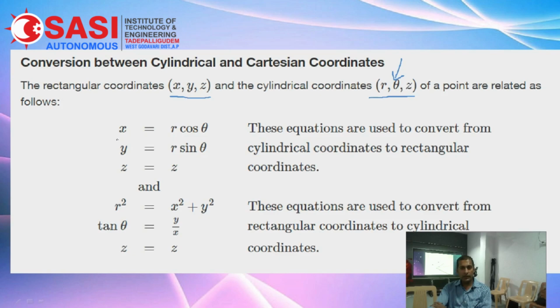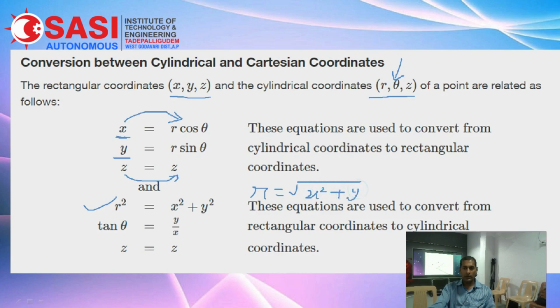So how are the equations given? Say x will be equal to r cos theta. So x of Cartesian coordinate system we are converting to cylindrical coordinate system. Then y is equal to r sin theta and z is unchanged. It is same. Height in Cartesian coordinate system and height in cylindrical coordinate system is same. And r square we can write as x square plus y square. So from here we can say r is equal to square root of x square plus y square.